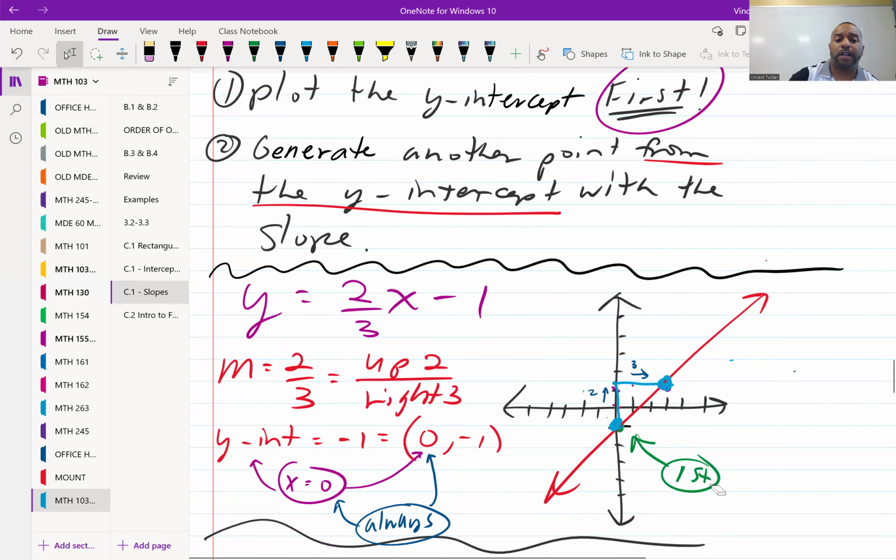Remember from last class, we talked about our x-intercepts and y-intercepts and characteristics of both. So we have a y-intercept here, and we know that for our y-intercepts, x is always 0. So if I wanted to plot that point, the ordered pair would be 0, -1. If my y-intercept is -1, x is 0, so it's going to be 0, -1. And then for my slope, I have a +2 over +3. So that means I'm going to go up 2, right 3.